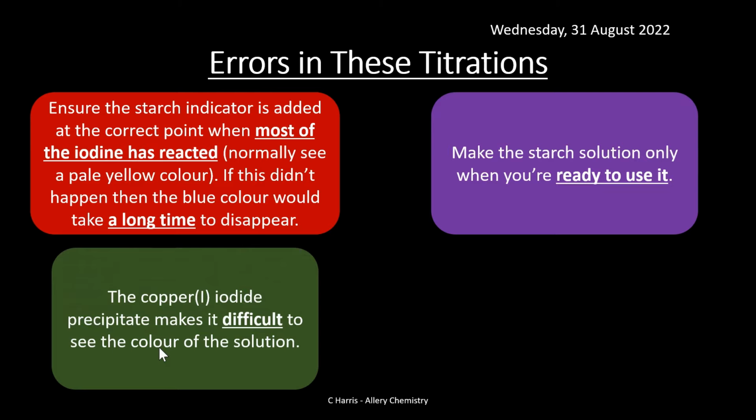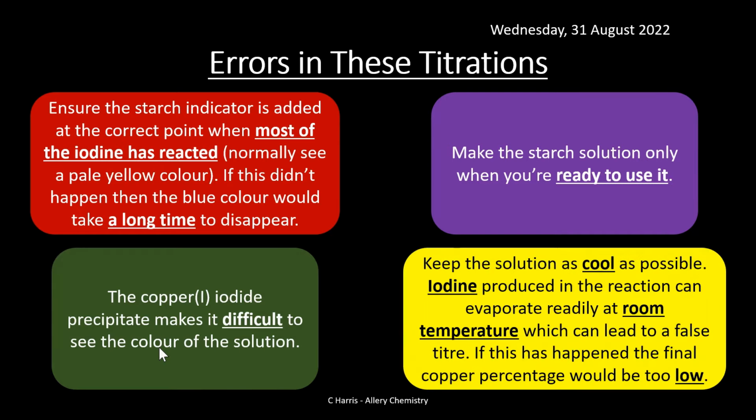Now copper iodide, the CuI molecule, makes it really difficult to see the colour of the solution. It's really tough to see that. So we've got to keep the solution as cool as possible. The iodine produced in that initial reaction, that first step, can evaporate readily at room temperature. We've got to be really careful of that, as it can lead to a false titre, which is not very good. If this happens, the final copper percentage would be too low, and we don't want that. So we've got to try and keep it as cool as we can.